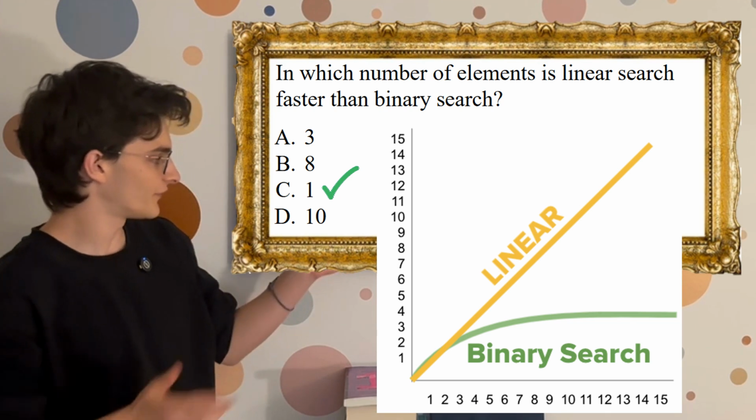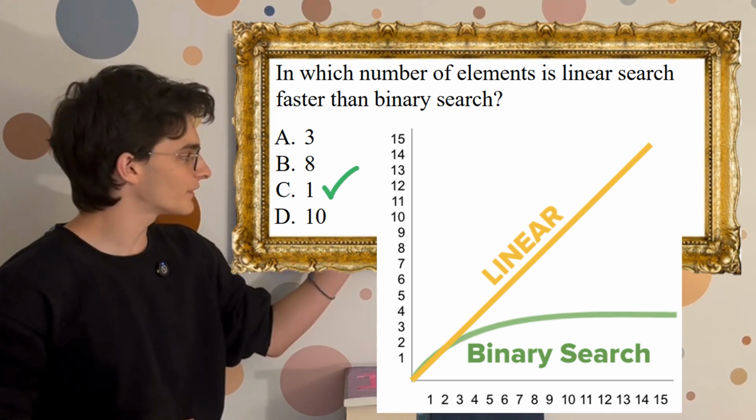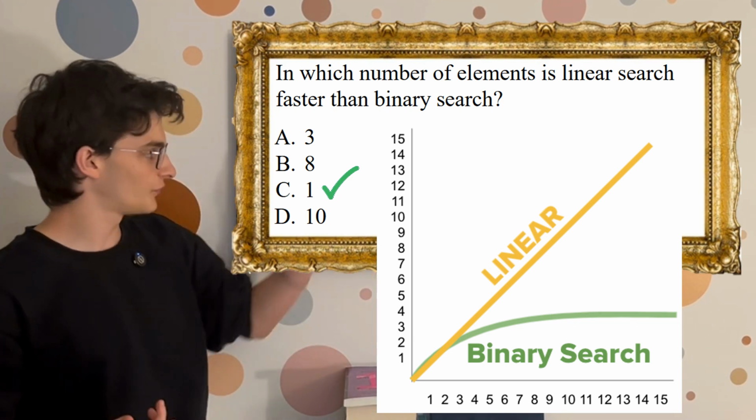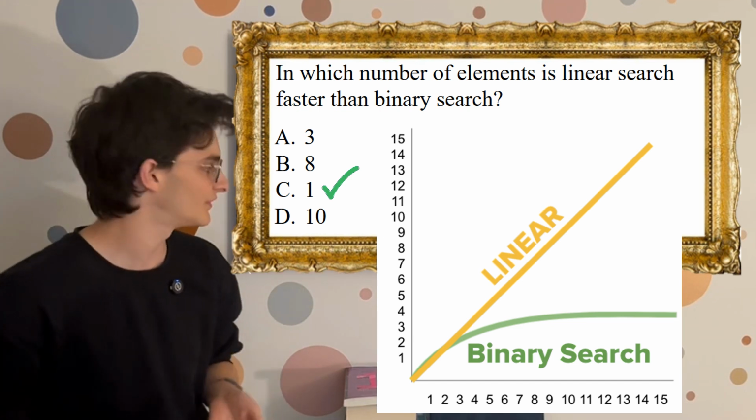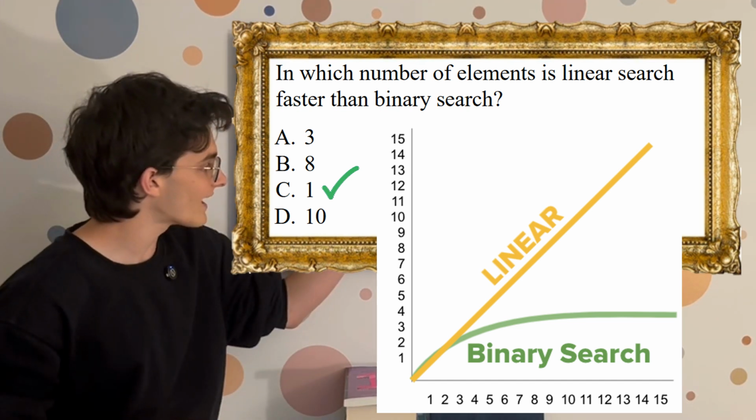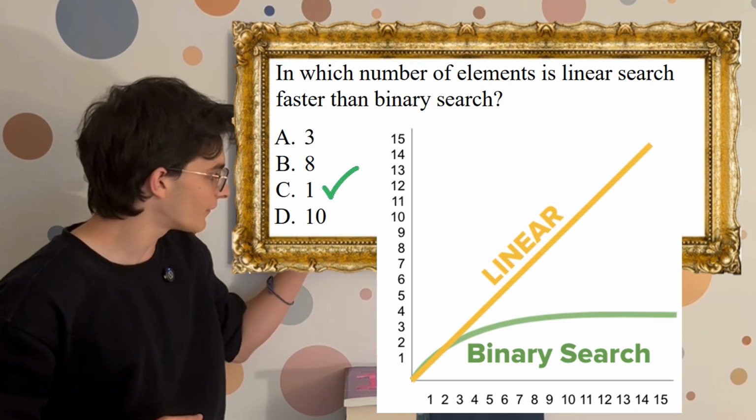The reason for this is because, as you can see, for the majority of this graph, binary search is going to be much faster because, as we said, this axis is the amount of time it takes. And the only time we see linear actually go below binary search is this very first number here, number 1. Alright, so that's basically the rundown of binary search.